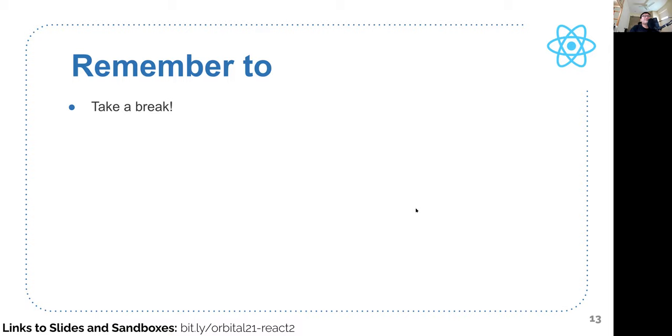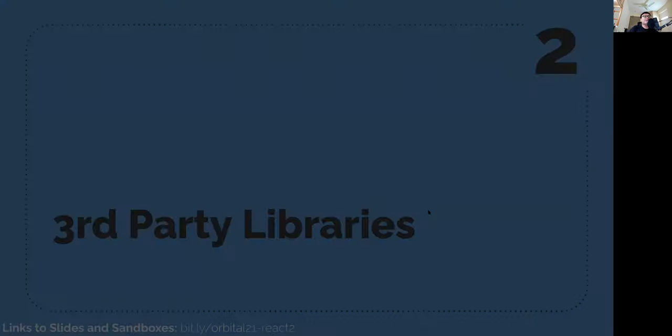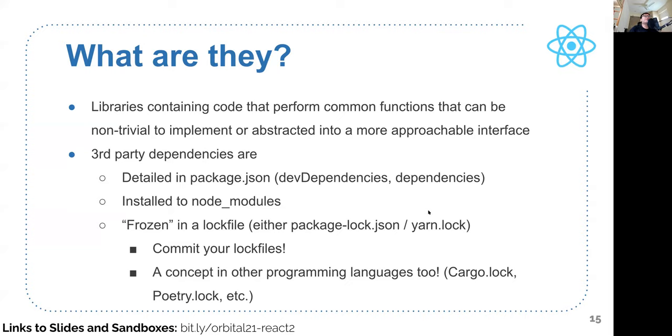Okay? Yep. Okay, so let's finally start. My most important message has already been delivered. So let's finally start with the coding and all. So yeah, let's talk about third-party libraries. Third-party libraries, what are they? So basically, they are libraries that contain some code that performs some common functions that has already been abstracted by other people to make it easier for you to use it.